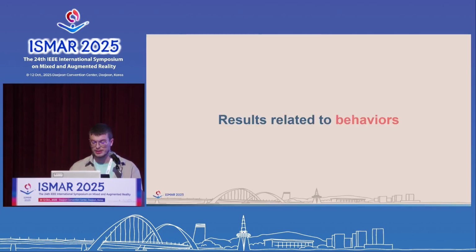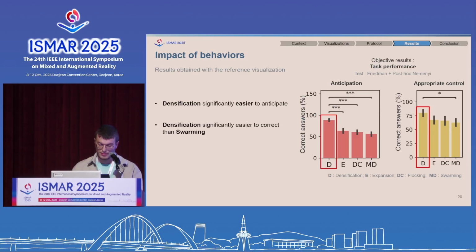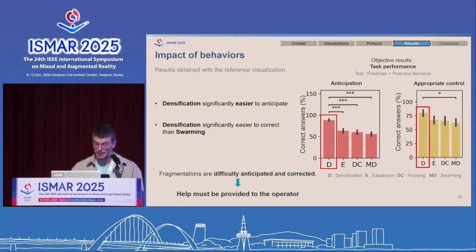Now let's look at the result of the behaviors. For the first task, the anticipation task, one of the behaviors was easier to anticipate, the densification behavior. And for the second task, the appropriate control task, it's also densification, which is significantly easier to correct than swarming. But the most important result for this presentation is that, looking at the performance of the participants, fragmentations are difficultly anticipated and corrected. So we prove that help must be provided to the operator.